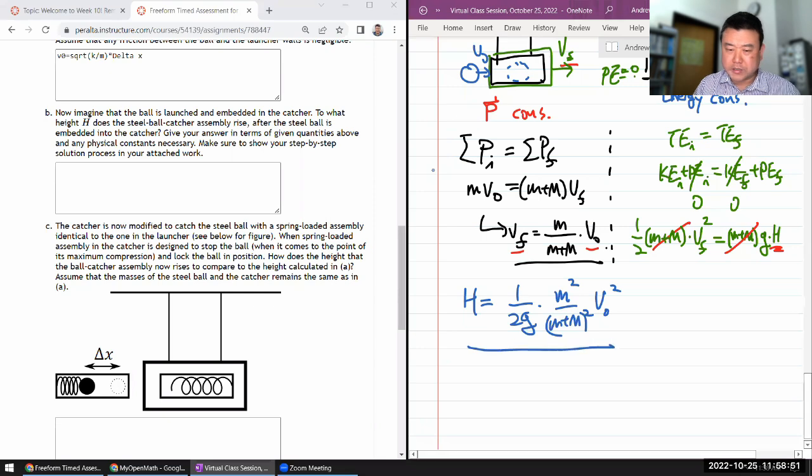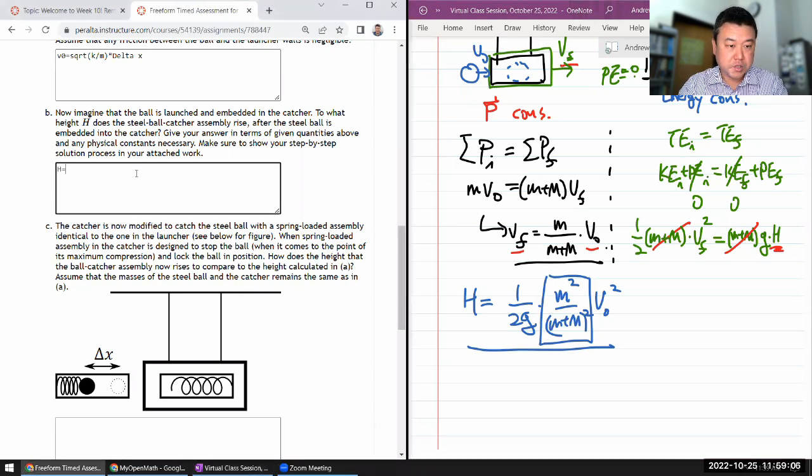When people don't do this correctly, if they mistakenly assume energy is conserved through the collision, you end up with a factor here that's not squared. It's supposed to be squared. So h is equal to 1 over 2 times g times mass squared over the sum of the masses squared, times v naught squared. v naught is from A above.